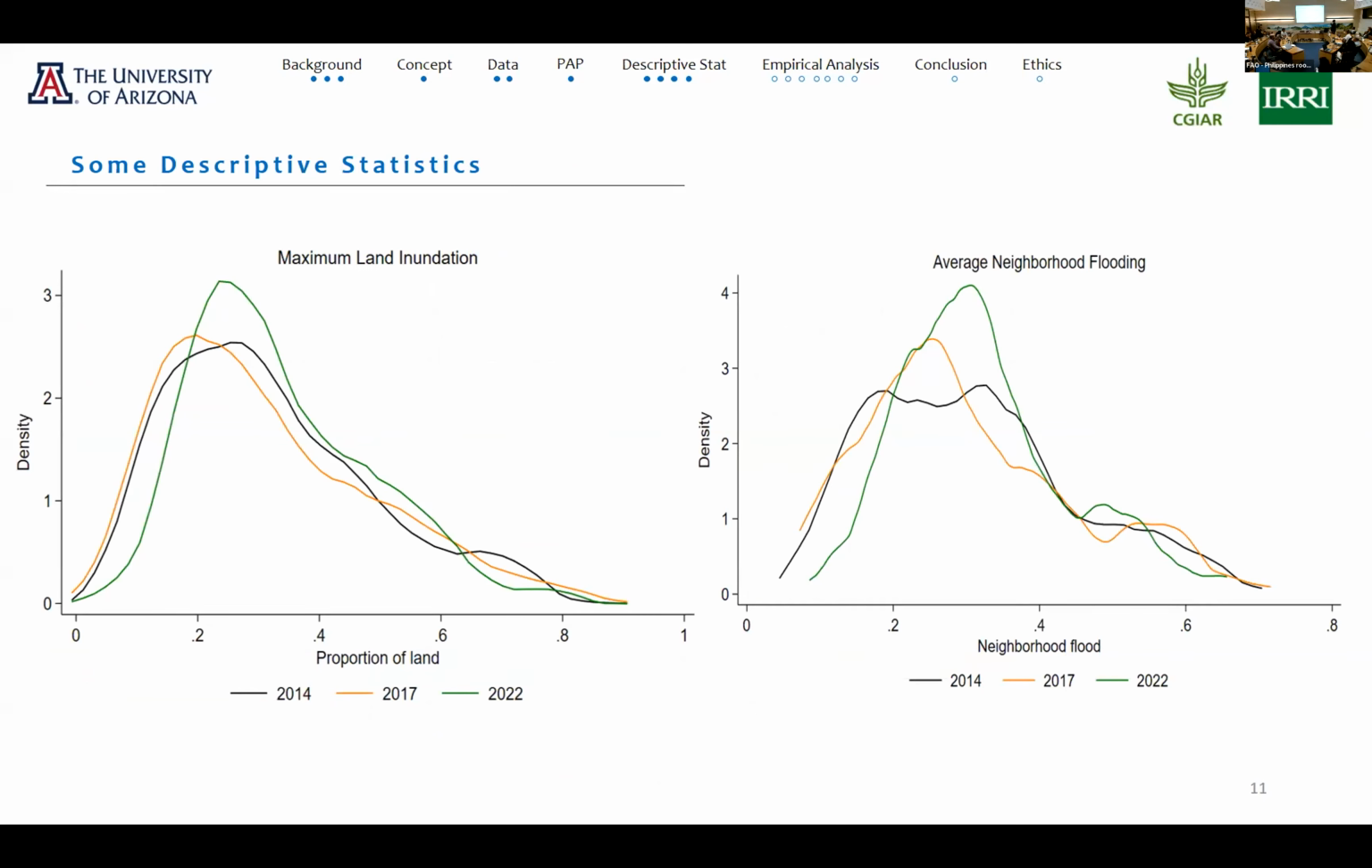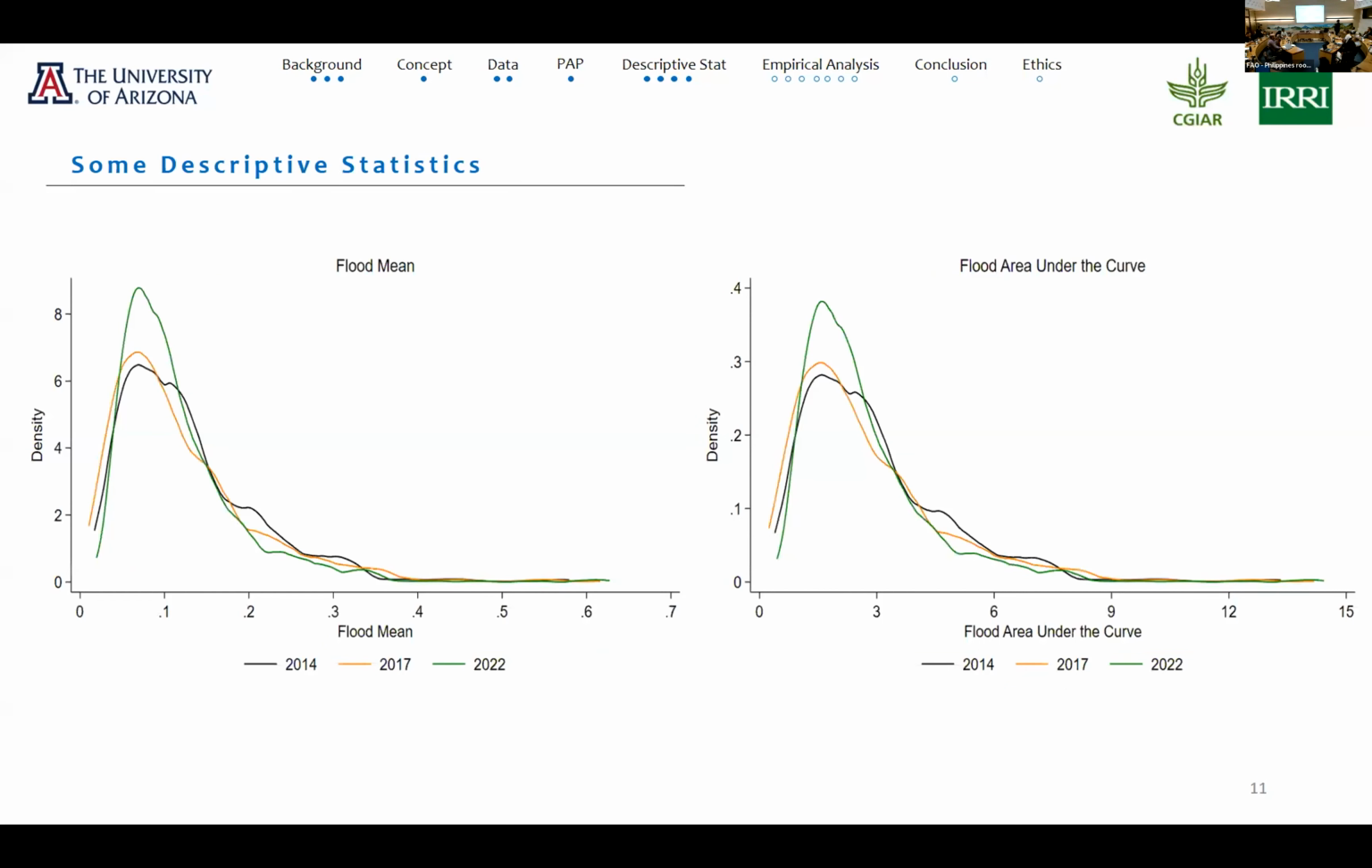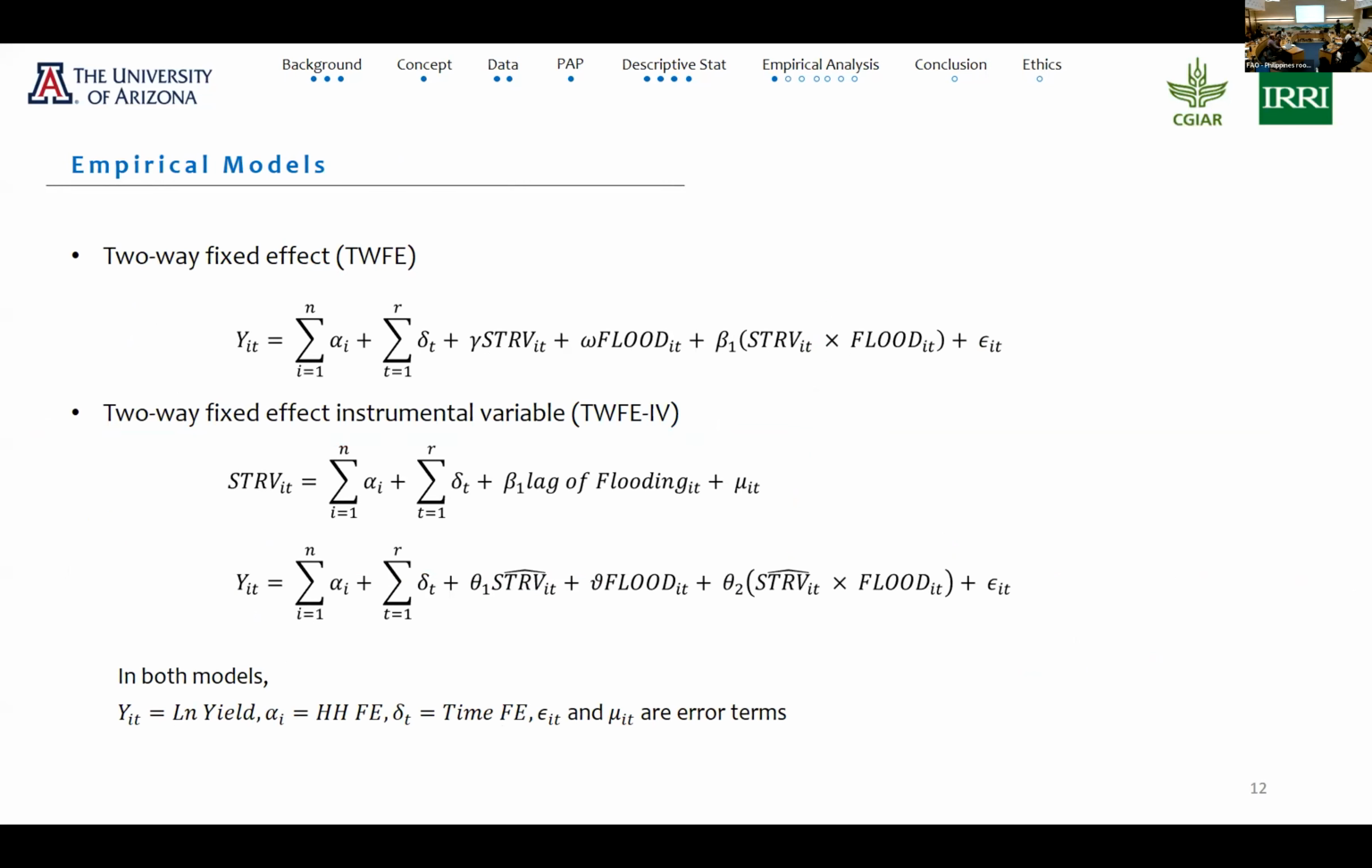Also, when you look at the flood information for all these different measures of flood that we have, the flood that happened in 2022 is much higher on average compared to the other two. Same for this one as well. I'm going to move to the empirical model that we use here.